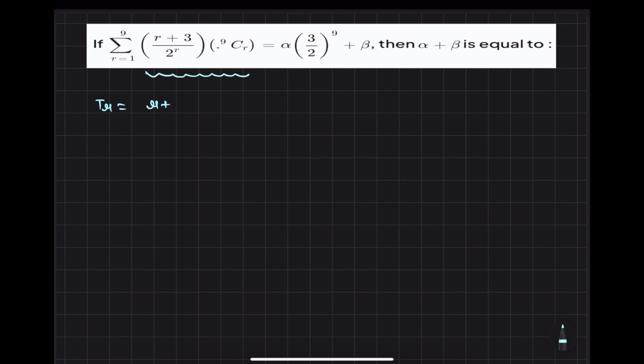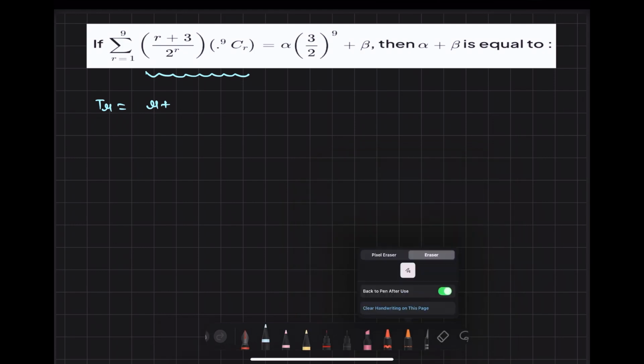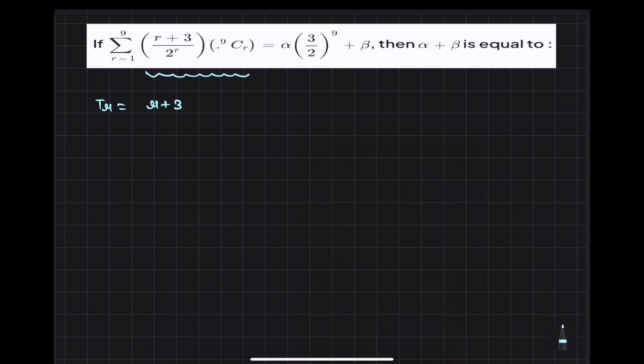So can I write r plus 3? Okay, so it is (r plus 3) by 2 power r, 9cr. So can I write this thing as r by 2 power r, 9cr, plus 3 by 2 power r, 9cr. Okay, now look at this beautiful part.